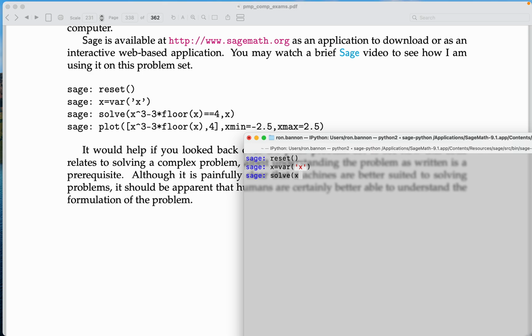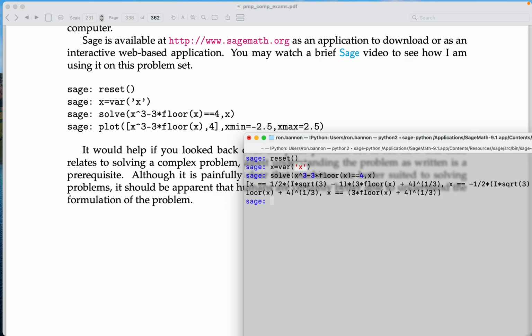Let's see, it says, looks like x cubed minus 3 times the floor. That's a built-in function in Sage. It's used in computer science a lot. It equals 4. And they want you to solve for the variable x. What happens? Well, it really doesn't appear that much happened over there. I mean, it looks pretty complicated, actually.